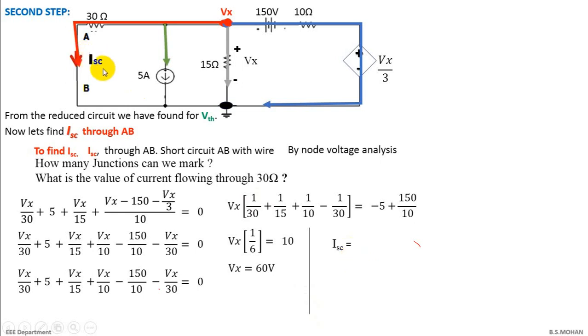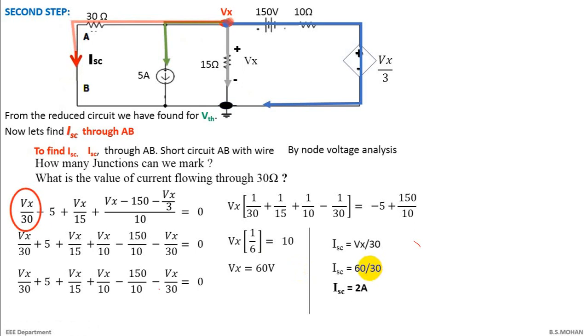Now ISC. What is this ISC? Current through AB. Right, so by nodal, how do we write this current? As you can see here, this is nothing but Vx by 30. So this current is nothing but ISC. Right, so Vx by 30 is your answer. What is Vx? 60, and you get the answer as 2 amperes. So ISC is nothing but 2 amperes.